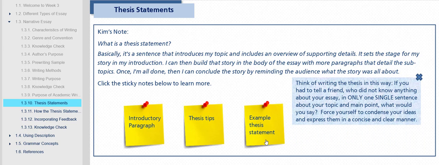So your thesis statement is the main idea of your entire essay, written in one sentence as the last sentence of the first paragraph. Think of your thesis in this way. If you had to tell a friend who did not know anything about your essay, in only one single sentence about your topic, what would you say? Force yourself to condense your ideas and express everything in a concise and clear manner. And that is a thesis statement.